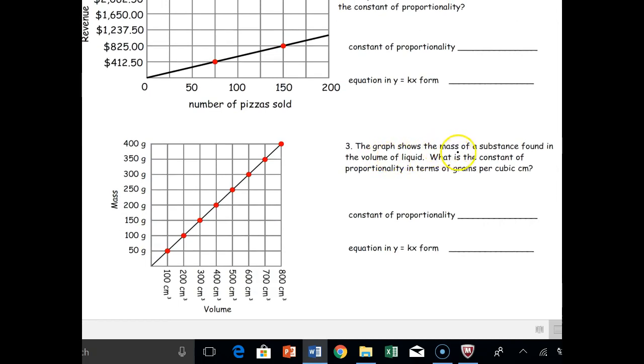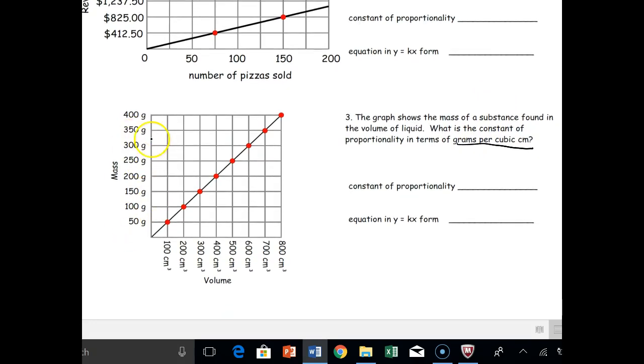It says the graph shows the mass of a substance found in the volume of liquid. What is the constant of proportionality in terms of grams per cubic centimeter? So they want grams per cubic centimeter. So they want the mass, grams, per cubic centimeter, centimeters cubed. Okay, so basically right off the bat we can say, okay, that's 50 grams over 100 centimeters. So that's one of the rates, 50 grams over 100 cubic centimeters.